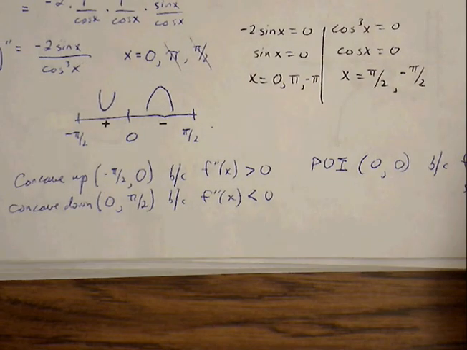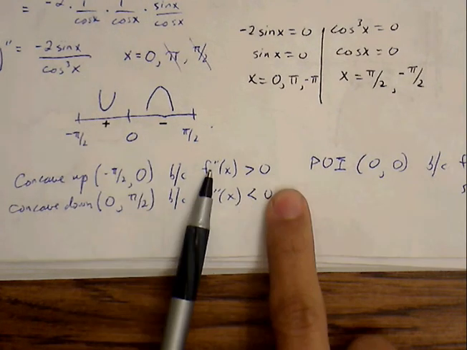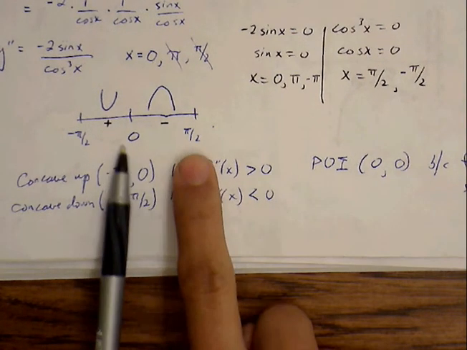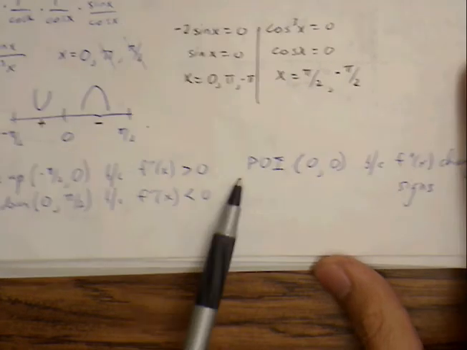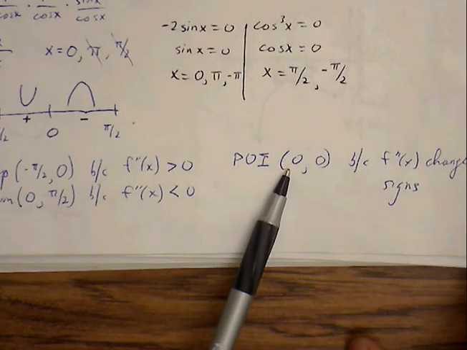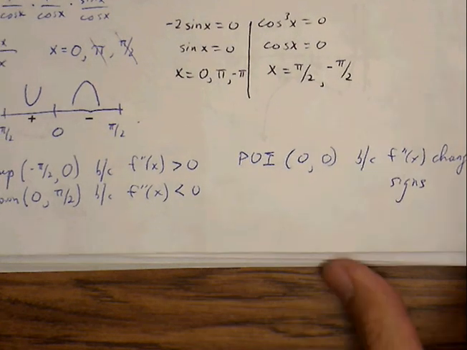Okay. So now I know concave up in this interval because f double prime is positive, concave down in this interval because f double prime is negative. Point of inflection, plug 0 back into the original equation. I'll get 0 minus 0, which is 0. So that's my point of inflection.